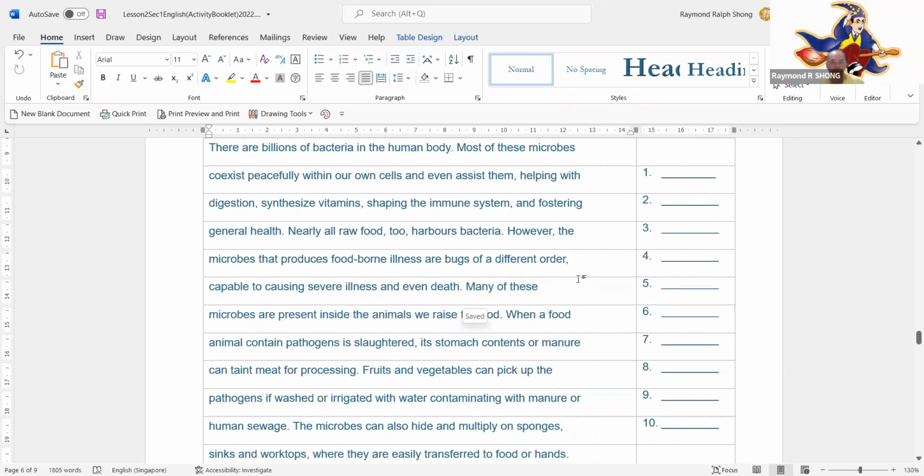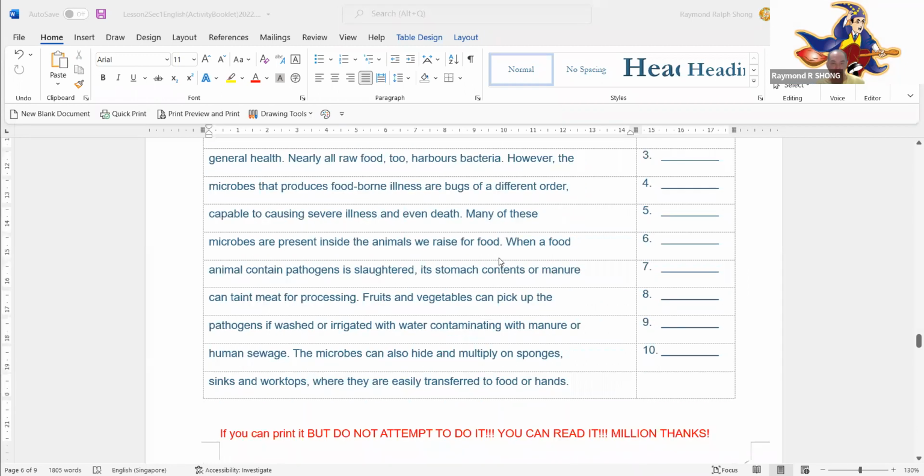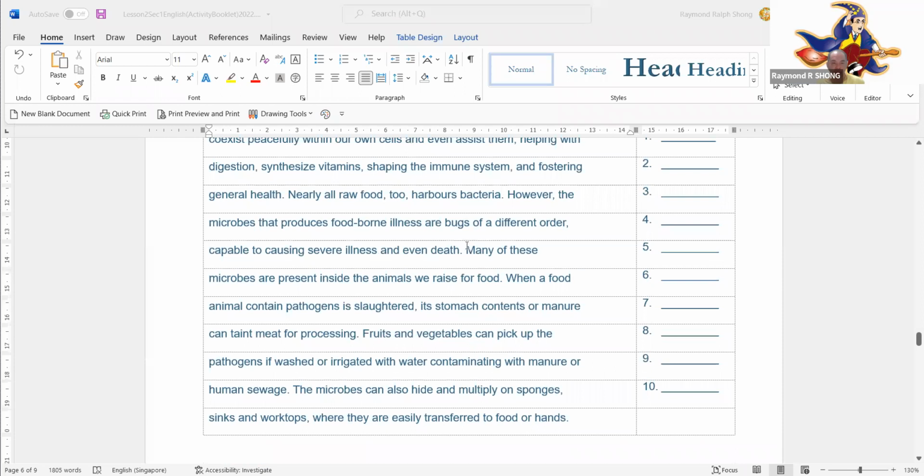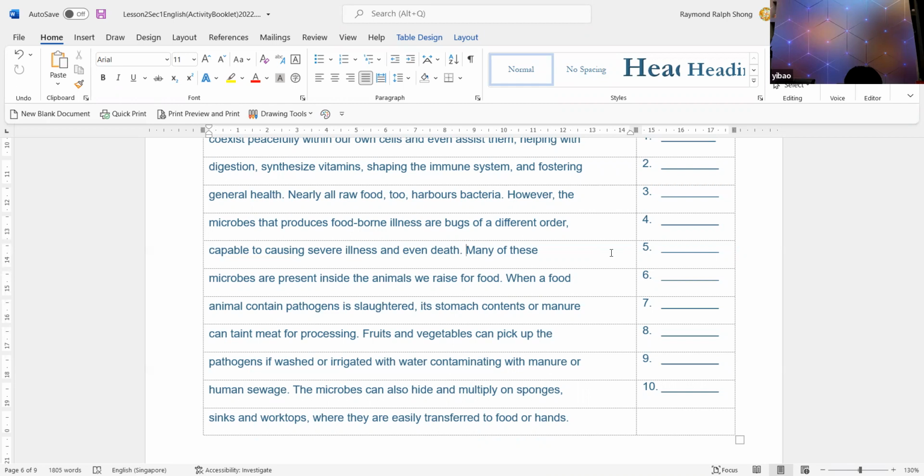Your turn, Esther. Will you mind reading to the class, please? I don't know why the bottom says you do not attempt to do it. You can print out and then I want you to do it now. Okay, Esther?